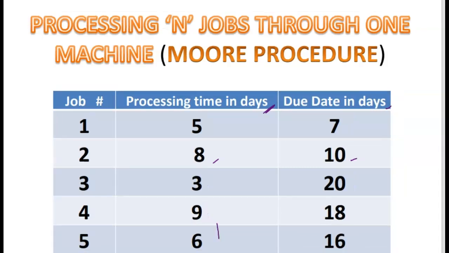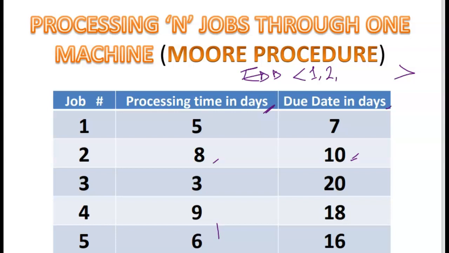Now, let's say our priority is to do these 5 jobs using EDD, which is earliest due date. To sequence these jobs, which job will be due first? Going by the due date, job 1 with 7 days is the job that will be due first. So we are going to do job 1 first, followed by job 2, because it is due in the next 10 days.